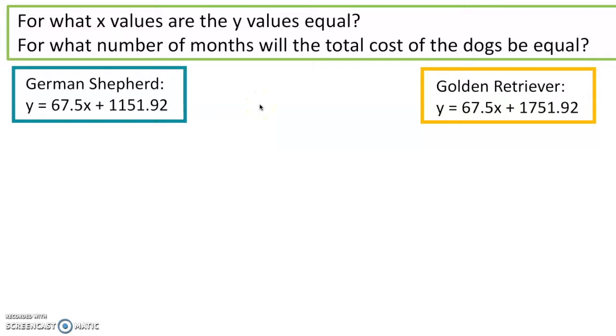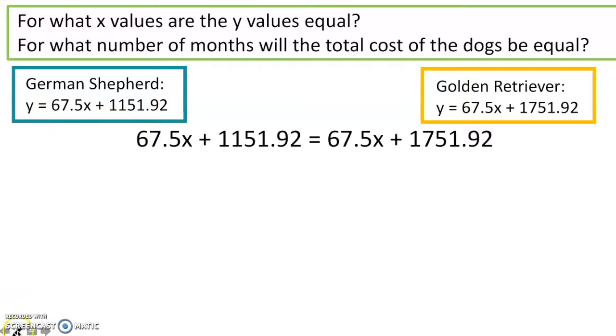So here's the next question. For what number of months will the total cost of the dogs be equal? So remember, total cost is the y value. And I'm going to label this y value as y1, and I'm going to label this y value as y2. And basically, we're trying to figure out where y1 is equal to y2. So where are the y values equivalent?